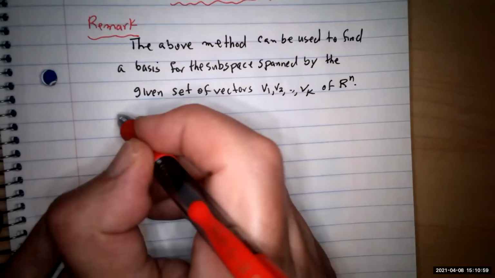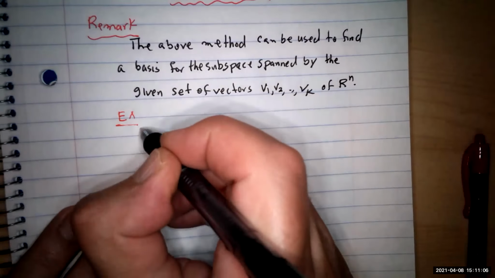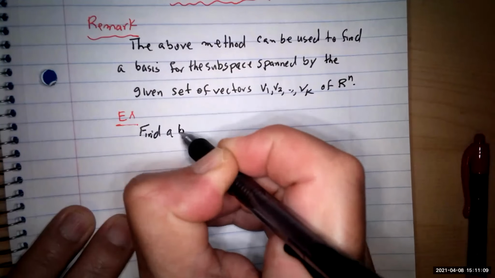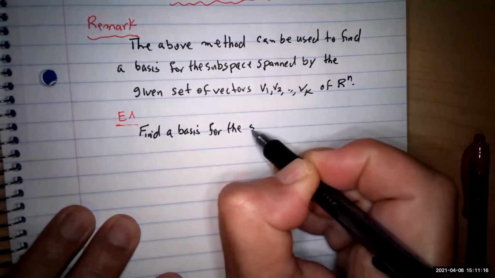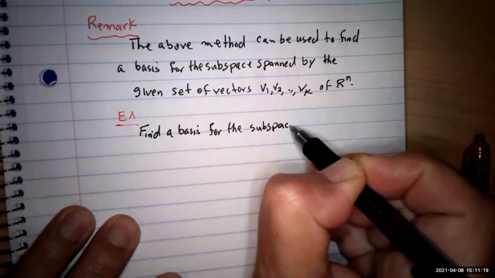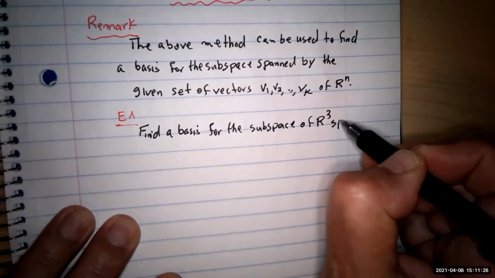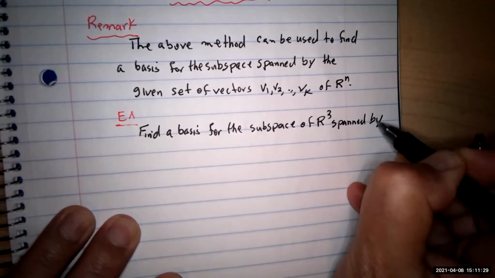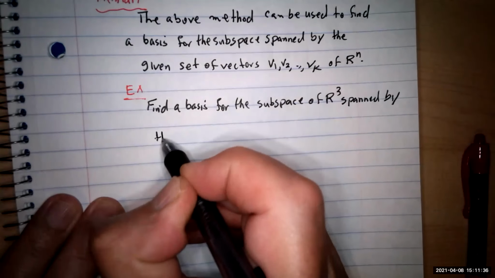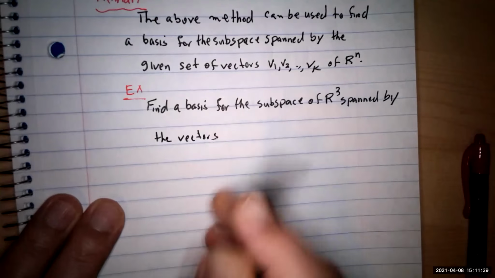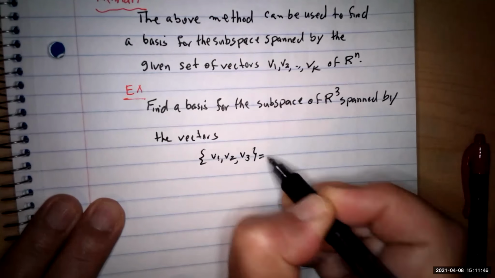So this is going to be a very useful example. What do you want to do? You want to find the basis for the subspace of R3 spanned by the given vectors. You can call them V1, V2, V3 if you like.